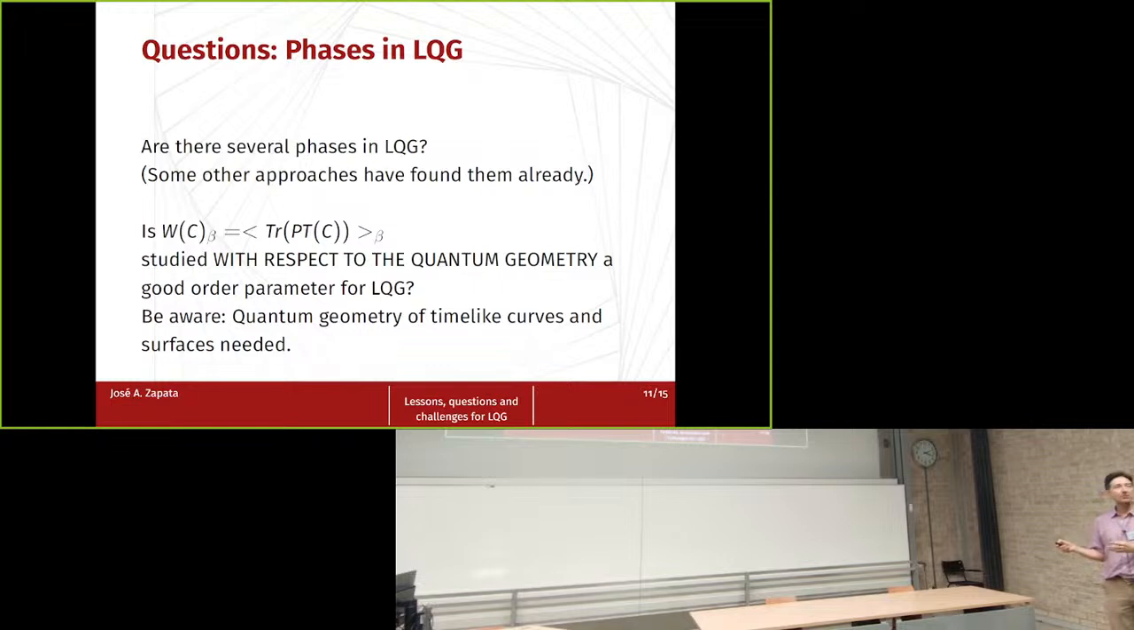And there you have to see how the Wilson loop changes when you change the scale, but with respect to the background structure. And here you don't have background structure. What you have, if at all, is the metric that the state gives you, so the quantum gravity scale. So you will have to see how this changes with respect to the quantum geometry. And just a warning is that you need time-like curves and time-like surfaces to say things that are interesting.